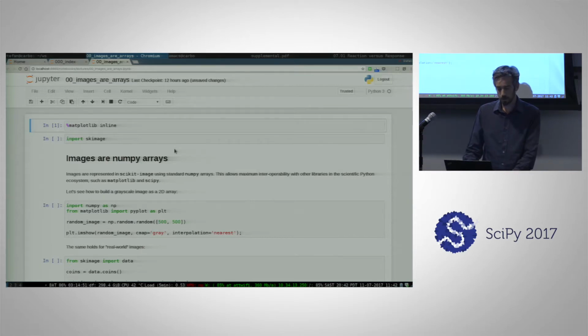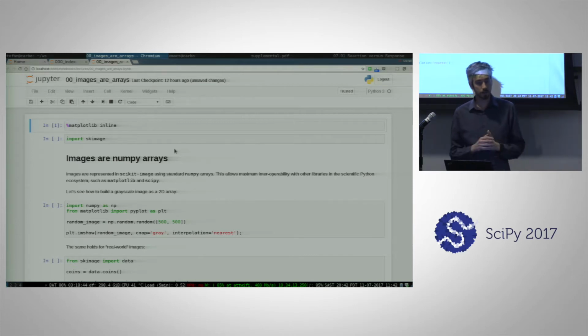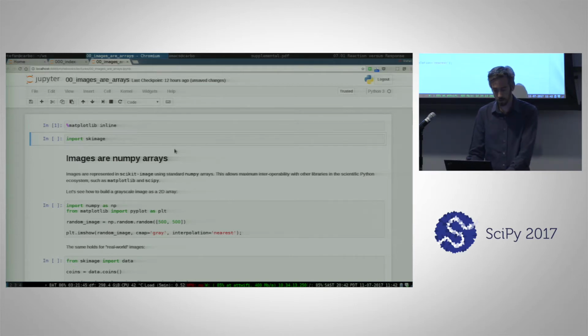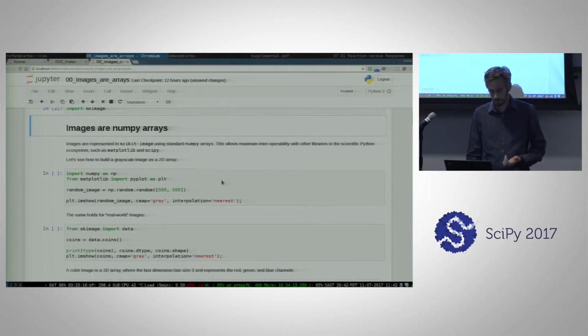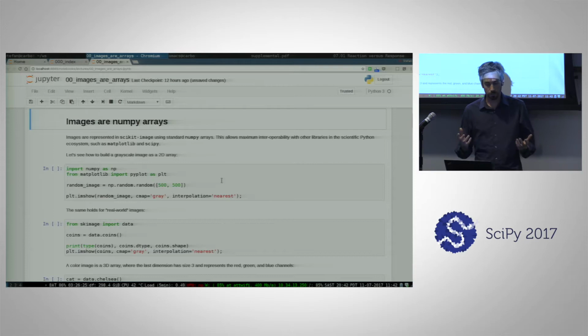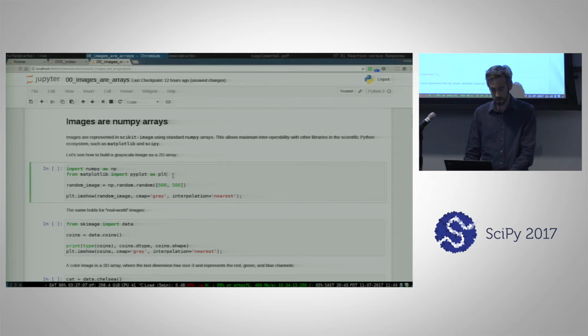Okay, so we're going to start most of the notebooks by calling matplotlib inline. That's just to make sure that when you make plots inside of matplotlib, they don't pop out outside of the notebook. And then we import scikit-image. Like I mentioned before, scikit-image uses standard NumPy arrays to represent images. And let's start by building the simplest image that we can, which is a 2D grayscale image. So we'll import NumPy as np. That's a standard convention. Import matplotlib, the pyplot submodule, as plt.